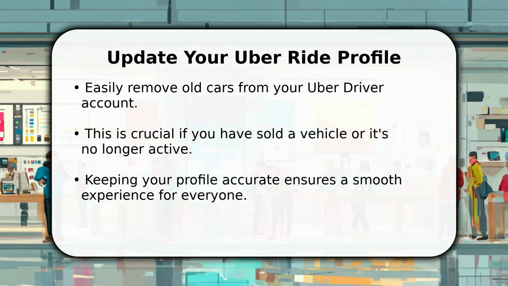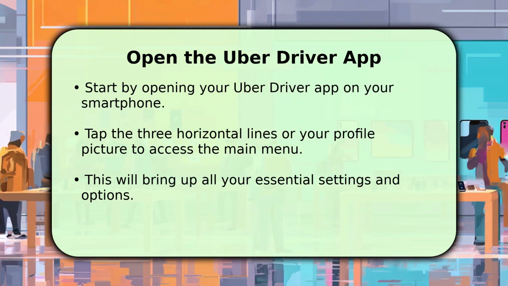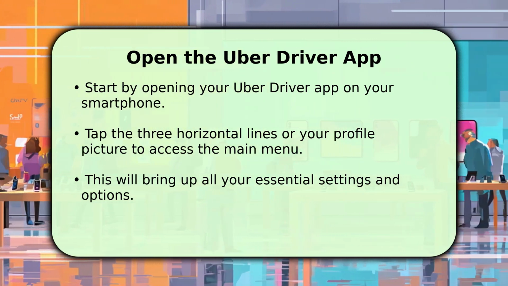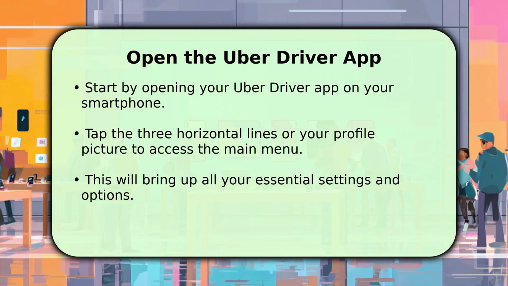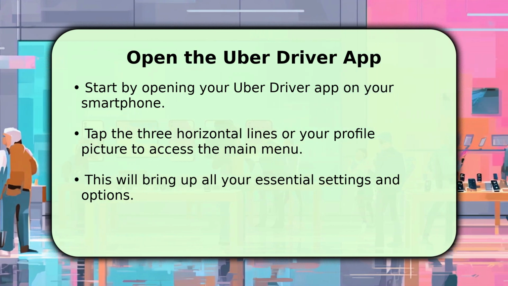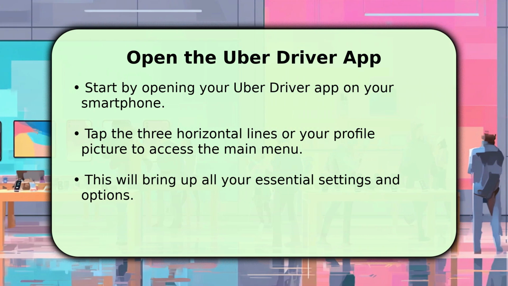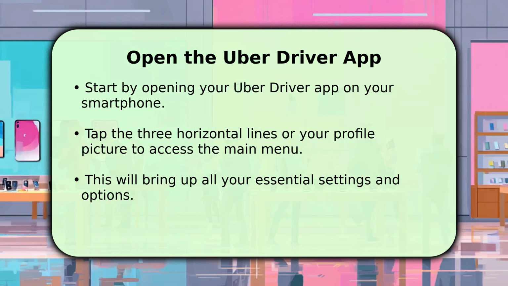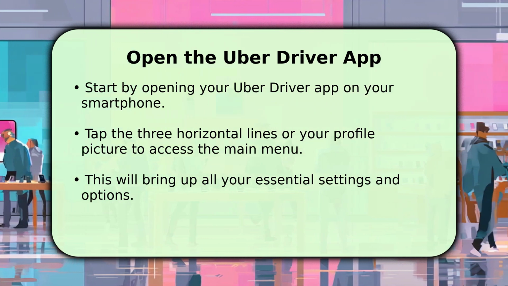and ready. Let's begin by opening the Uber Driver app on your smartphone. Once it's loaded, you'll typically find the main menu icon, often 3 horizontal lines, in the top corner. Sometimes, it's also your profile picture. Tapping this will reveal a comprehensive list of options, allowing you to access all your crucial settings. This is your first step towards managing your vehicles effectively.